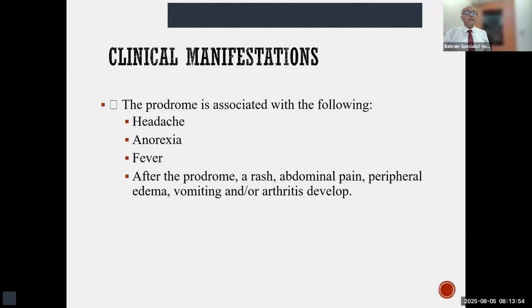There is a prodrome associated with headache; the child will present with headache, vomiting or anorexia, and fever. After the prodrome, the rash will appear. Abdominal pain can appear with peripheral edema, especially of the legs and scrotum. Some babies will have vomiting, or arthritis can develop if other symptoms are involved.